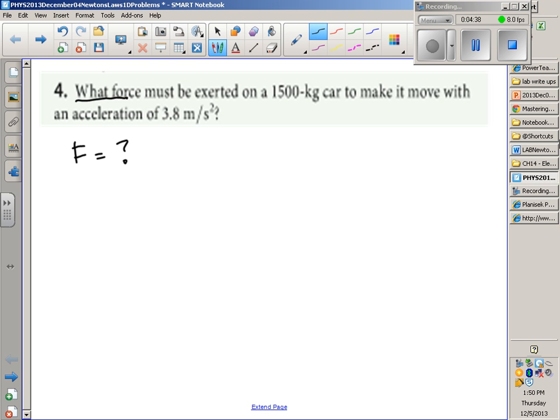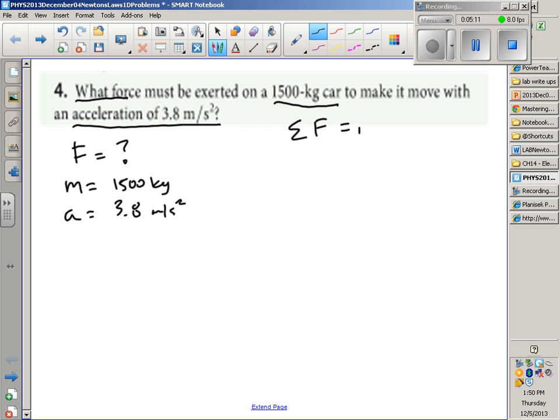All right, things that we know about this car. What did it tell us about the car? The 1,500 kilograms, right? That's a mass. So the mass of this car is 1,500 kilograms. And then, what else did it tell us about this car? It is accelerating at a rate of 3.8 meters per second squared. Okay? So, numerically, when we start looking at quantitative values that go along with forces, almost always it comes back to Newton's second law, that sigma F is equal to m times a. Now, we said the sigma represents what?